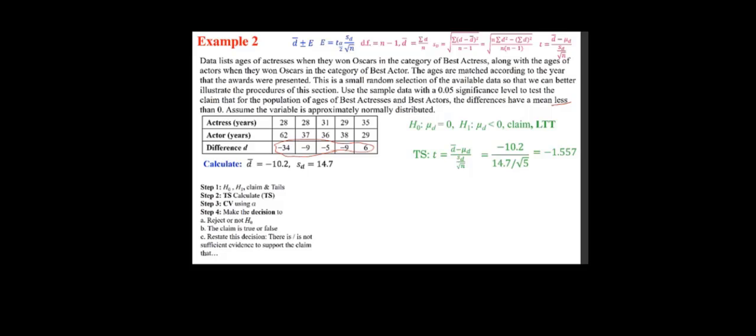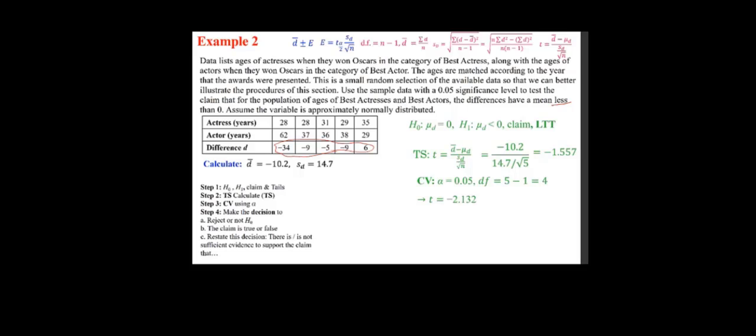Critical value, alpha is 0.05. Degrees of freedom is n minus 1. This is a very small sample: 1, 2, 3, 4, 5. So 5 minus 1. And we get the value of the T for the left tail test. So we do the drawing and we compare the two numbers.